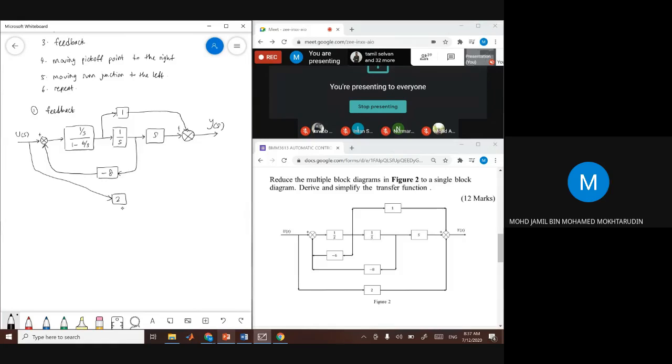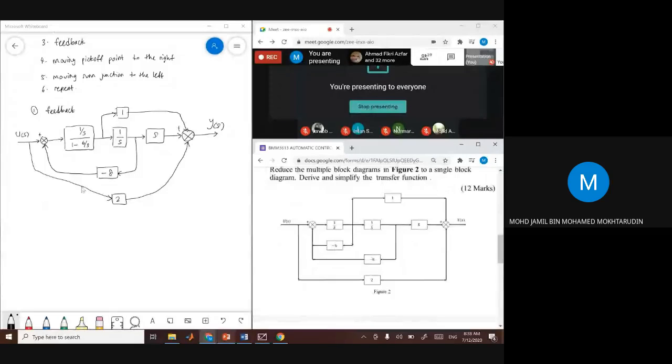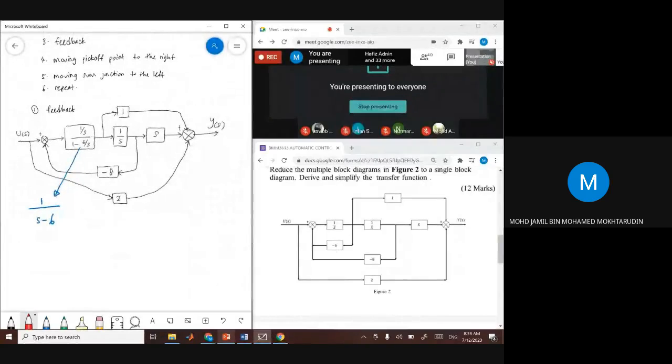Okay, so you feedback these two, 1 over s and minus 6. Then you get this form, okay? So let's simplify that. So you get 1 over s minus 6, okay? And then after that, you can repeat the process. So you can move this pick-off point to the right.